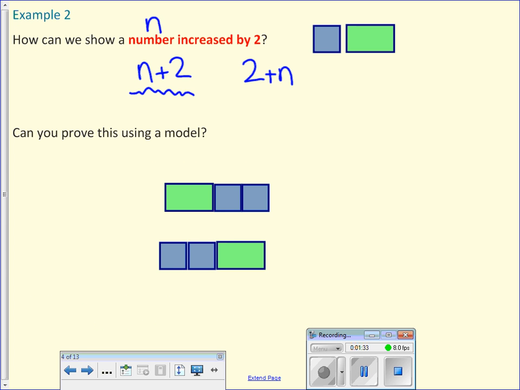Alright, so apparently this page didn't record. So while everybody's finishing their notes, I'll summarize it quickly. We have a number increased by 2. So that's n plus 2. And we know that we could also write it as 2 plus n. But I think that n plus 2 is the righter way because the number is being increased by 2.